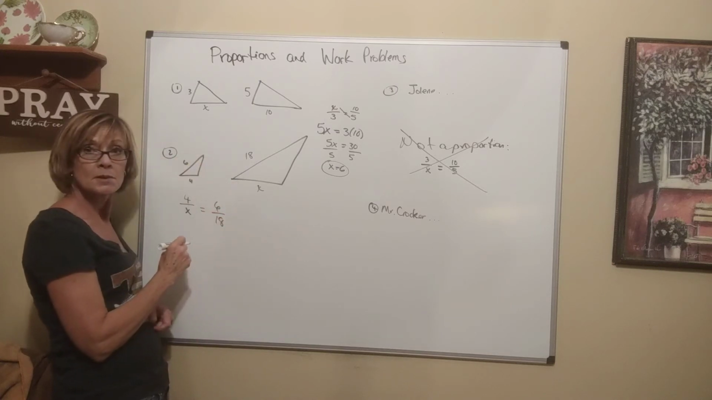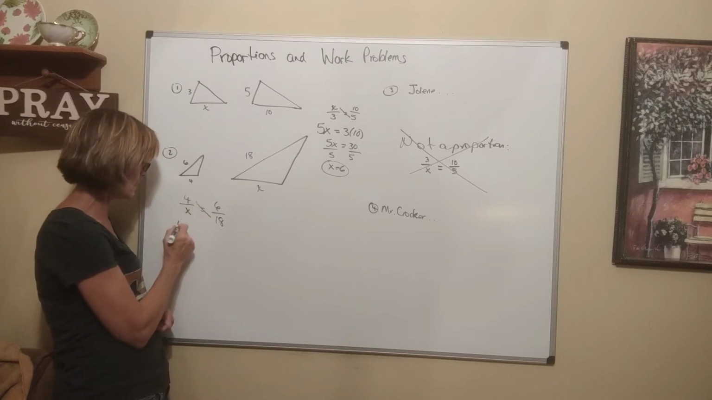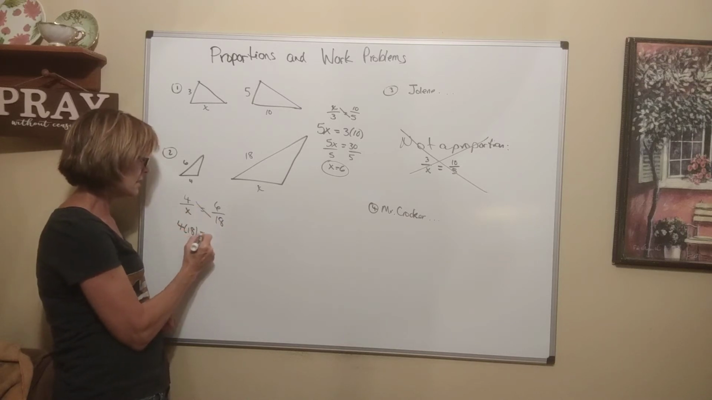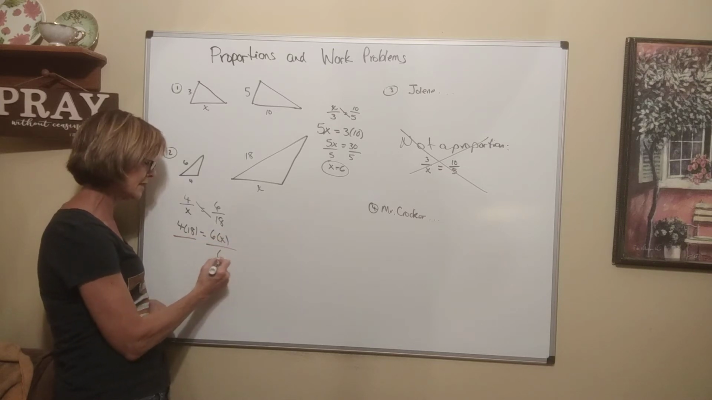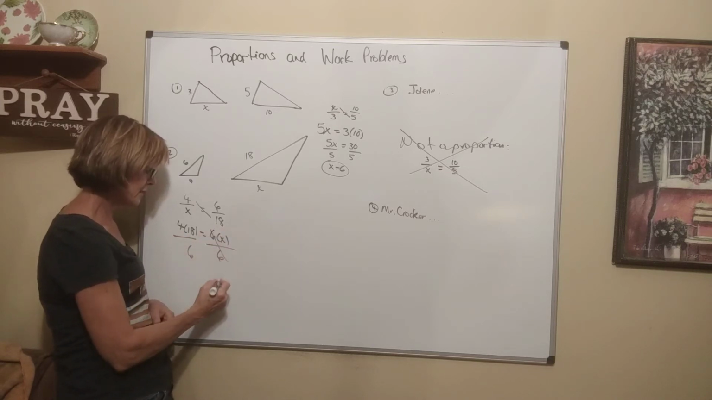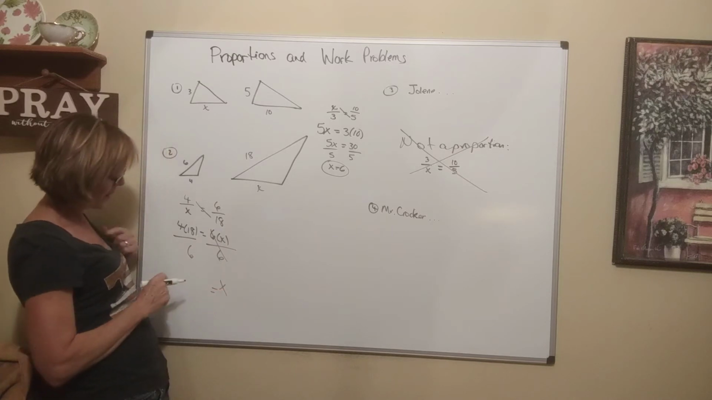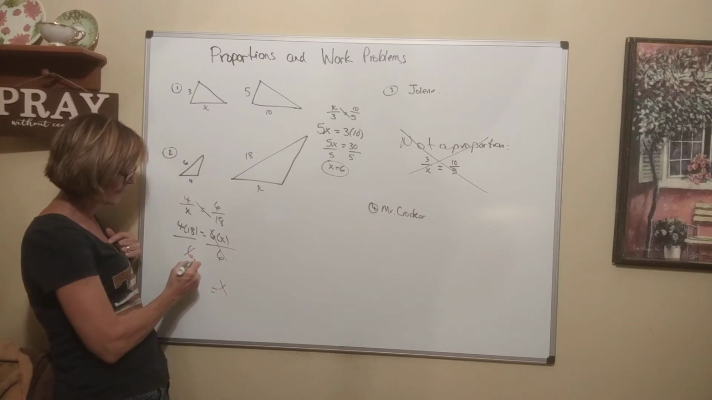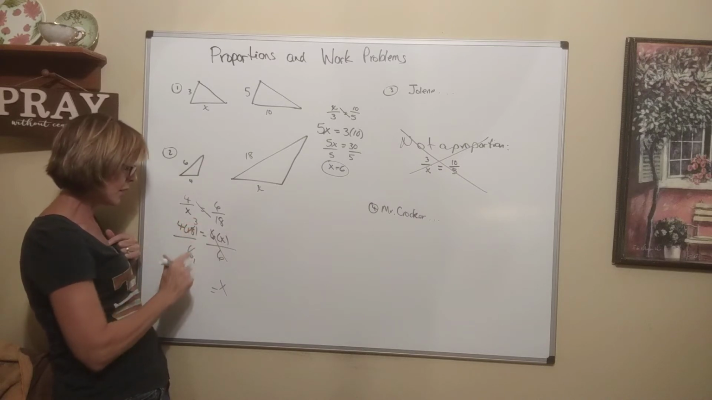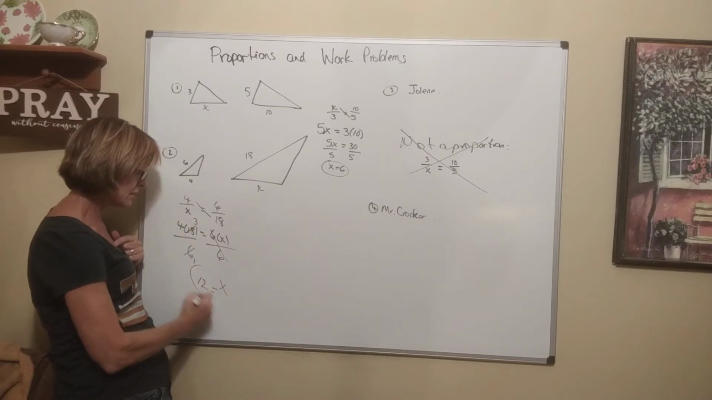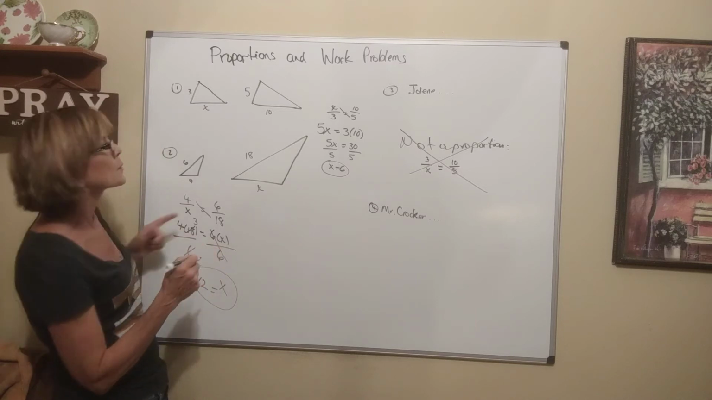I'm going to cross multiply here and say 4 times 18 is equal to 6 times x. I'm going to solve for x by dividing both sides by 6. So x is equal to this. I'm going to simplify right here. 6 can go into 18 3 times. So 4 times 3 is 12 over 1. x is 12. All right, so that's proportions.